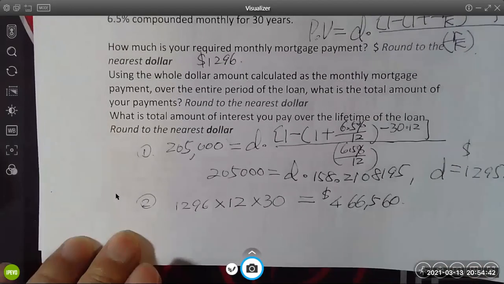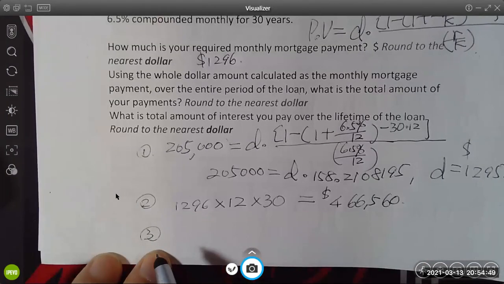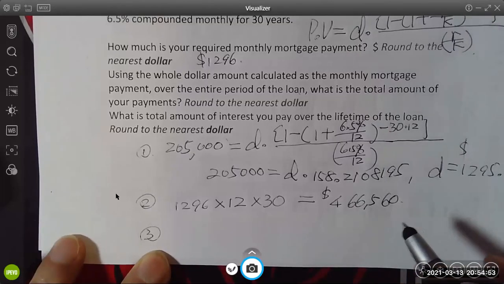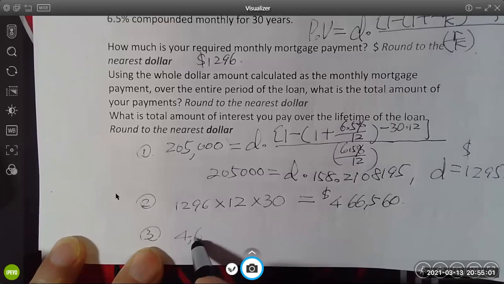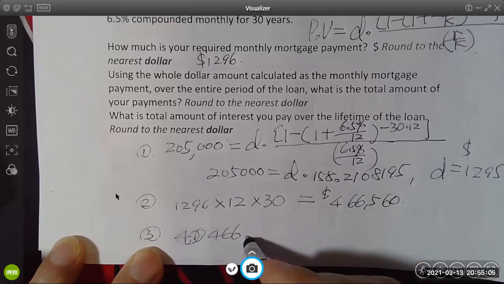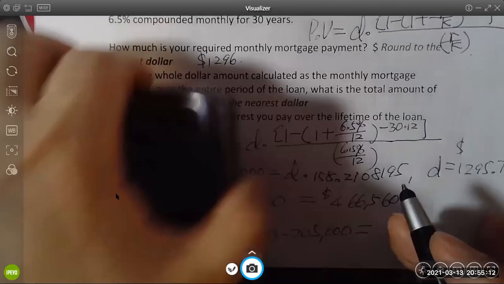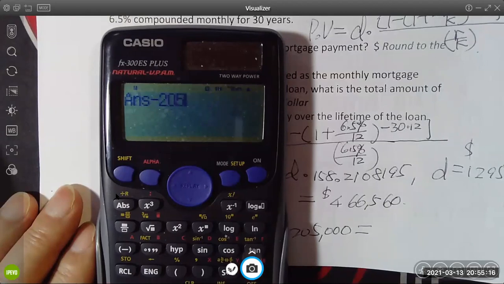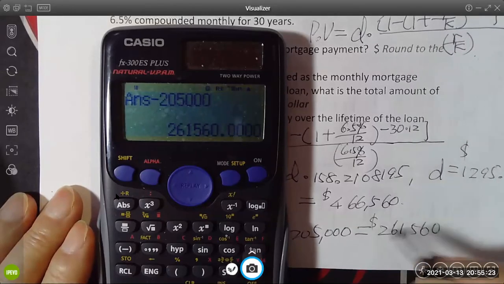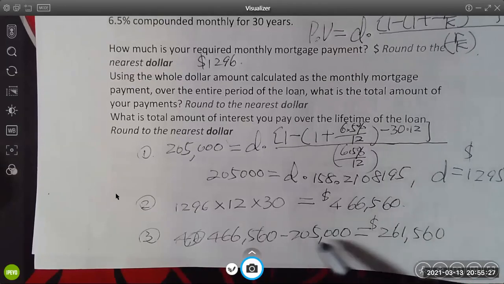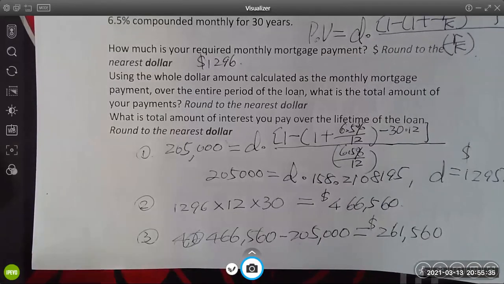Now, number 3, what is the total amount of interest? Interest is very easy to do. We use the total amount you paid, which is this number, and subtract the total amount of the debt in the beginning, right? So that's 466,560 minus 205,000, which is 261,560. So you pay interest of 261,000, a little bit more than that. You borrow 205, you pay interest of 261. So that's significant. That's all for this exercise section. Bye, everyone.